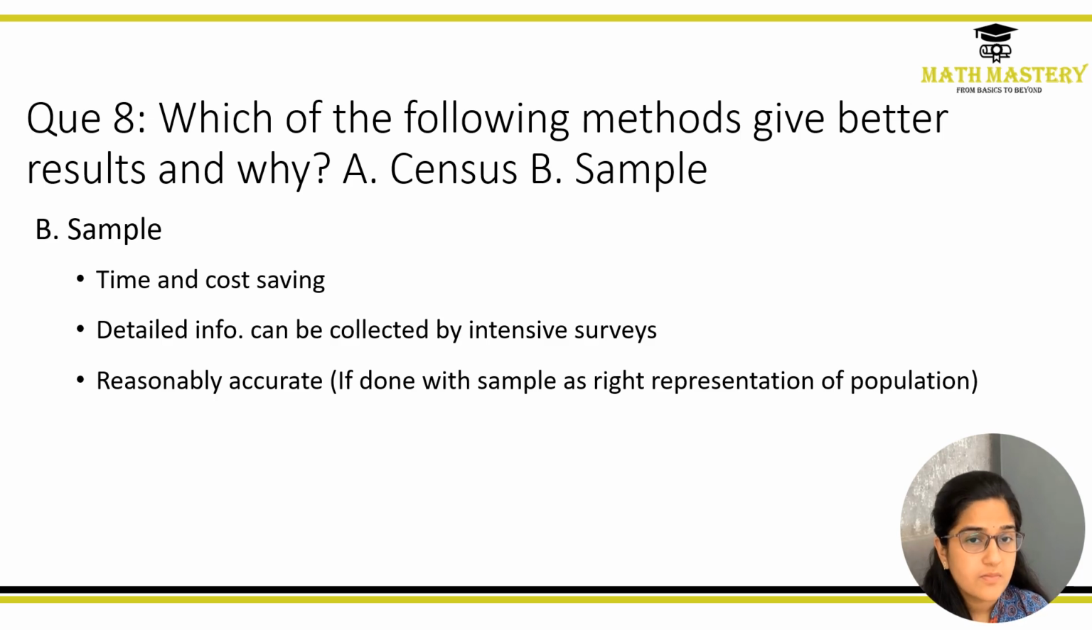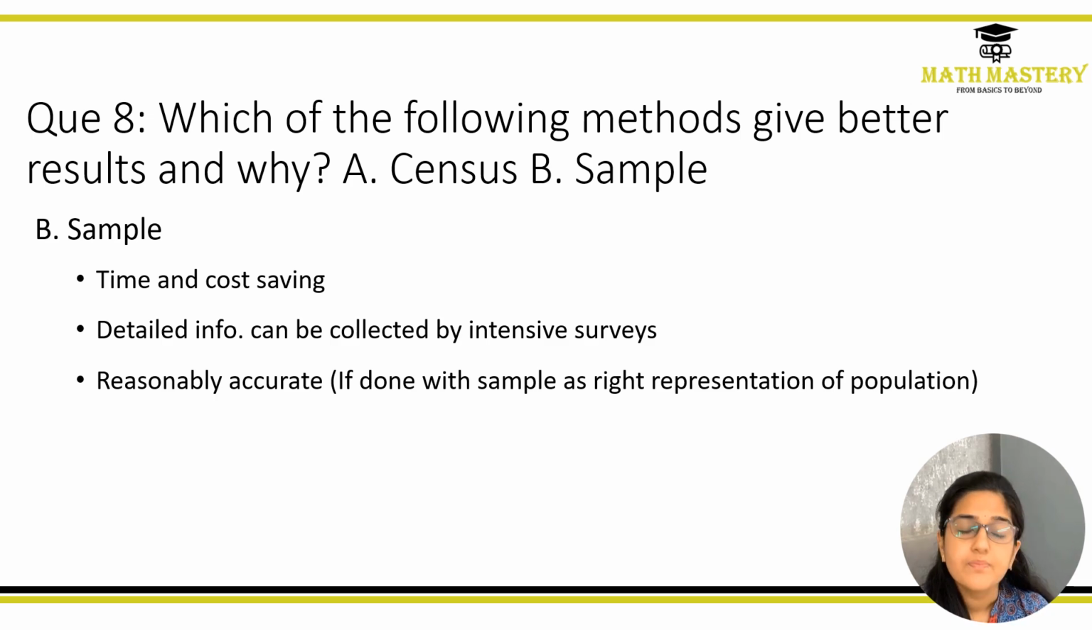Why? Because first and foremost, sample is time and cost saving, because it is a representative unit out of the population and not the entire population. So obviously it will save time, and it will save cost as well. Detailed information can be collected by intensive surveys. Since the sample is a part of the population, the detailed information can be collected by using a questionnaire or some other method to get the information.